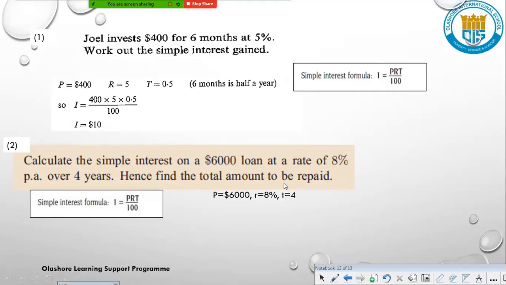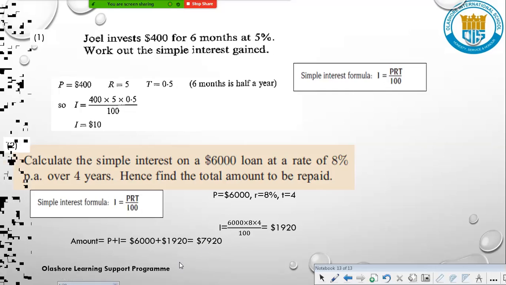So we have P is 6,000, R is 8%, T is 4. So we have our I to be equal to 6,000 times 8 times 4 over 100. And that's $1,920. So the amount is P plus I. That will be the initial money taken plus the interest. So that will be 7,920. That's the answer to that.